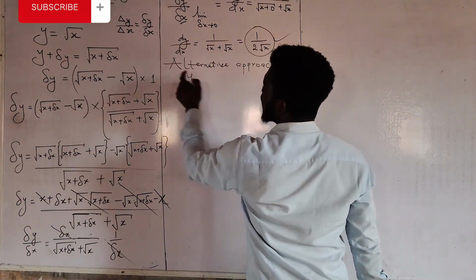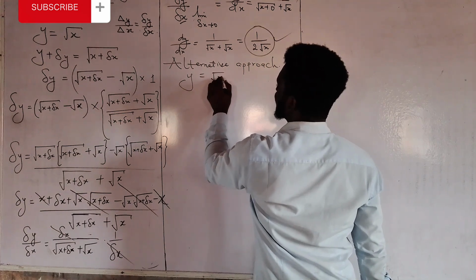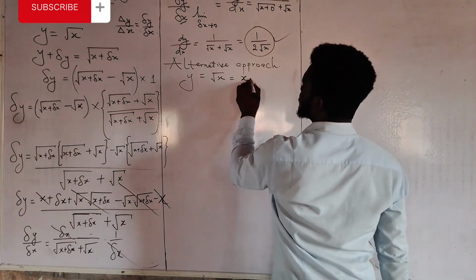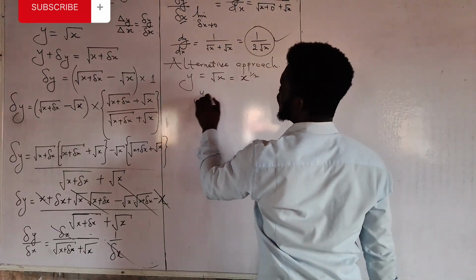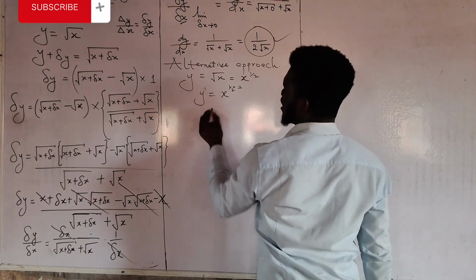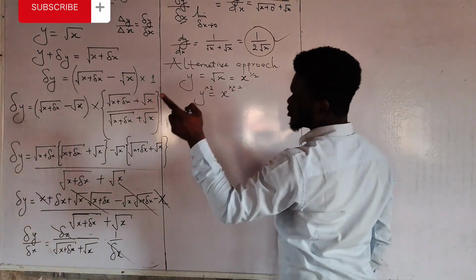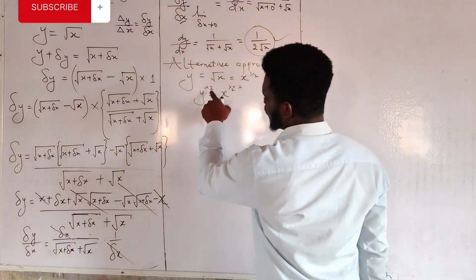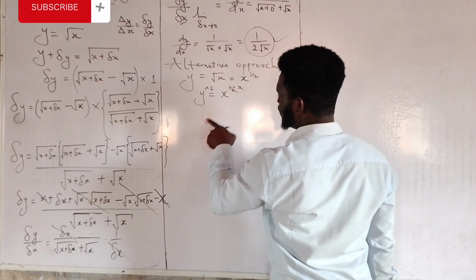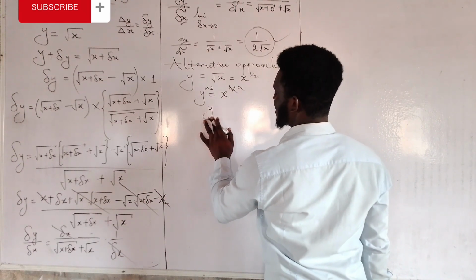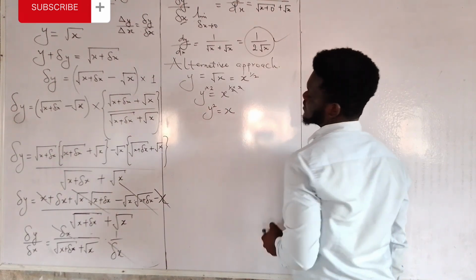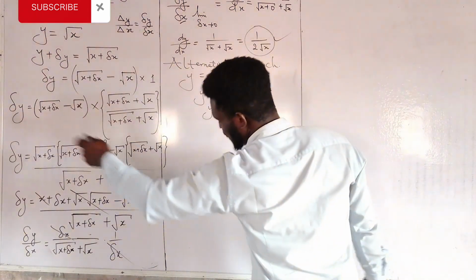So we can say y equals the square root of x. We can say this square root of x is written as x to the power of half. So we can say y is equal to x to the power of half. Multiplying both sides by 2, we have y squared equal to x to the power of 1. Y squared becomes equal to x. This is it. So from here now we can take our derivative.